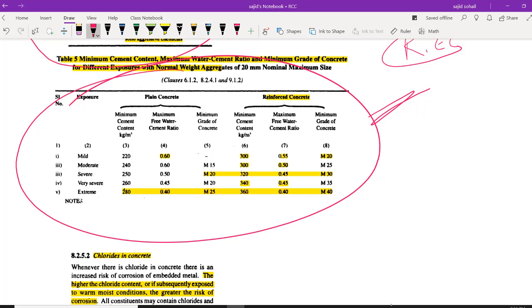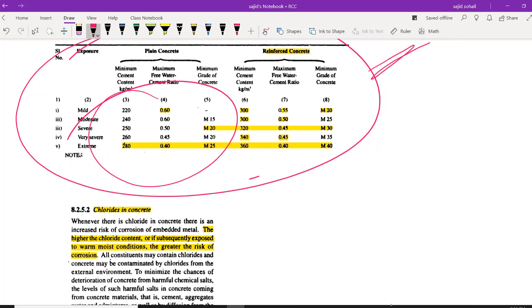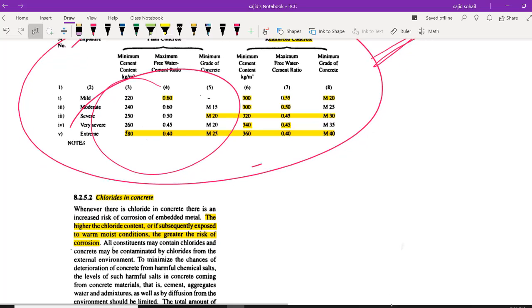For different exposure conditions, what is the grade of concrete we have to use, what is the minimum cement content, water cement ratio, and what is the minimum grade of concrete, you have to remember this. Okay, very important table hai. I hope you will not forget it.